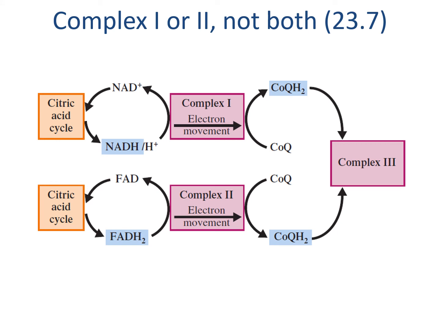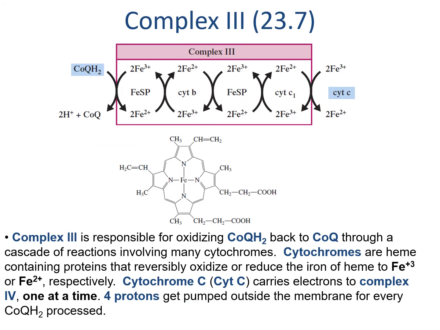Notice that complex 1 and 2 are never both active. It's always one or the other to make the CoQH2 that will bring electrons to complex 3. Because complex 1 pumps 4 protons and complex 2 pumps none, NADH will have higher ATP yields than FADH2. At complex 3, we have another cascade of reductions, bringing electrons from CoQH2 and restoring CoQ by moving those electrons eventually to 2 cytochrome C molecules.